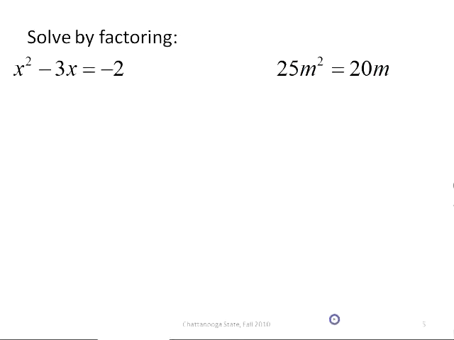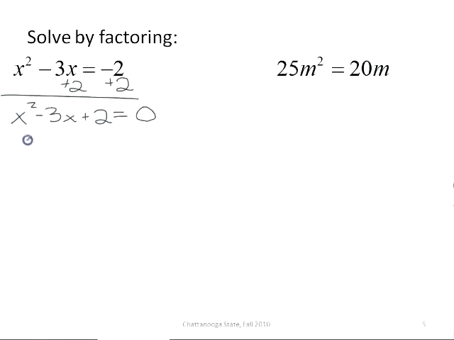My next equation is x squared minus 3x equals negative 2. Same process. I want to set it equal to 0, which means I need to move my 2 over. So I have to add 2 to both sides of my equation. So this is x squared minus 3x plus 2 equals 0. Now I want to factor my polynomial. Here, this is not a difference of squares.